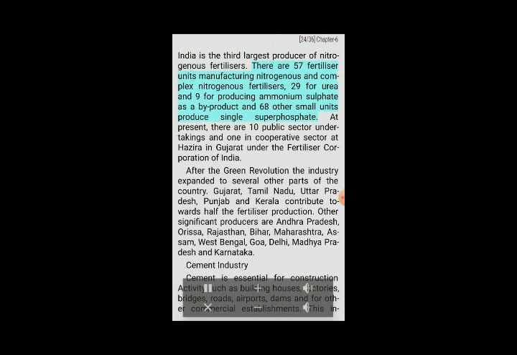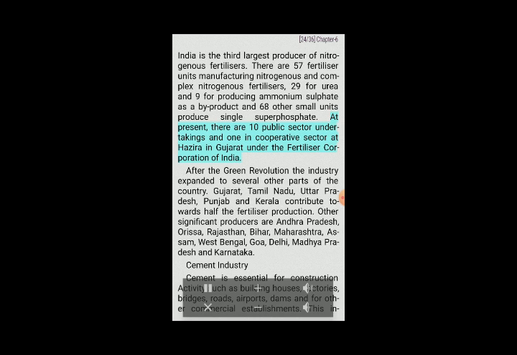India is the third largest producer of nitrogenous fertilizers. There are 57 fertilizer units manufacturing nitrogenous and complex nitrogenous fertilizers, 29 for urea and 9 for producing ammonium sulfate as a byproduct, and 68 other small units produce single superphosphate.